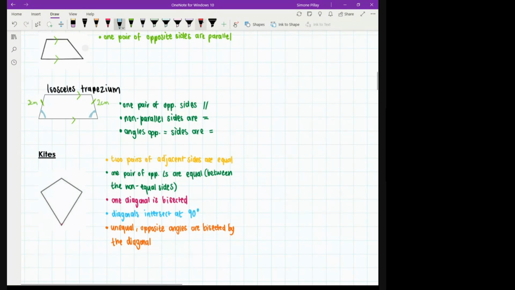Somebody tell me, what does adjacent mean again? When I say adjacent, what does that mean? Next to. Bree, yes. Okay, so Bree, while you're here, if I'm saying that the adjacent sides are equal, do you want to tell me which sides you think are equal?